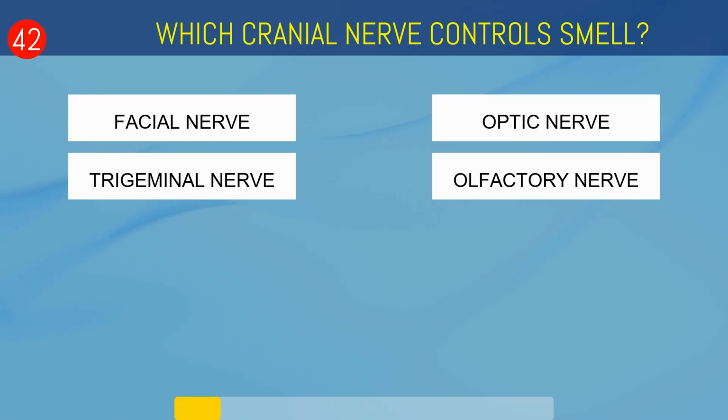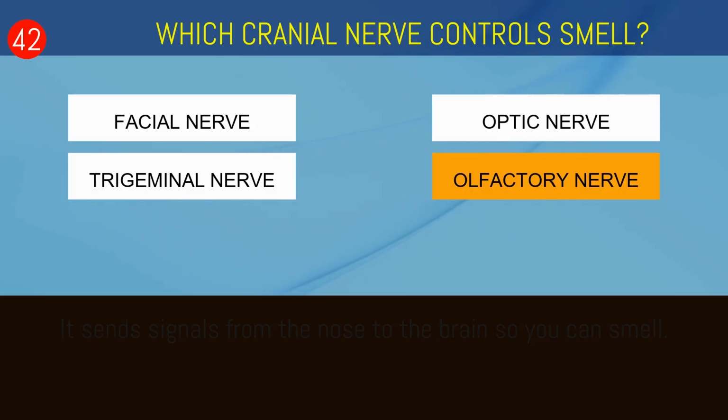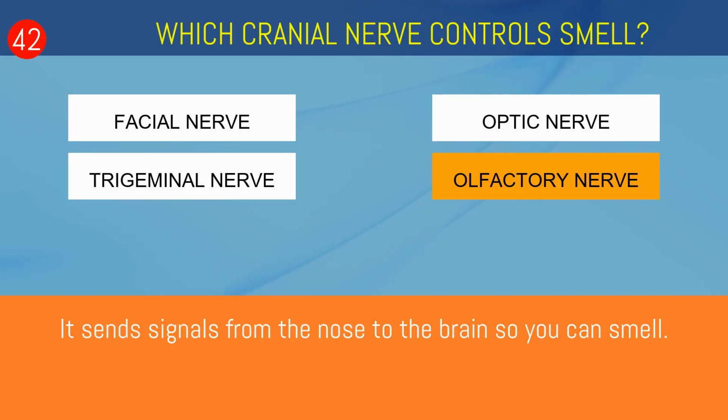Which cranial nerve controls smell? Facial nerve, trigeminal nerve, optic nerve, or olfactory nerve? Olfactory nerve. It sends signals from the nose to the brain so you can smell.